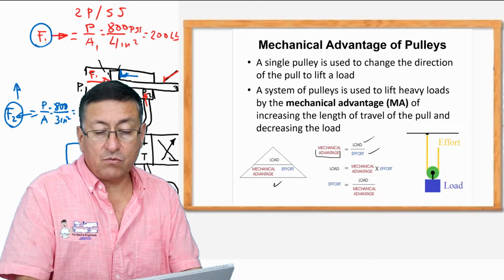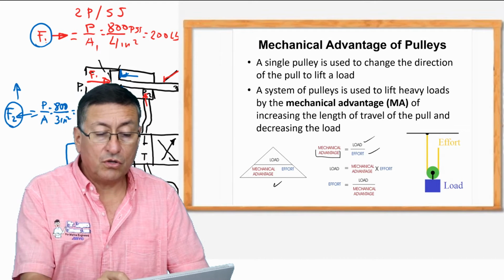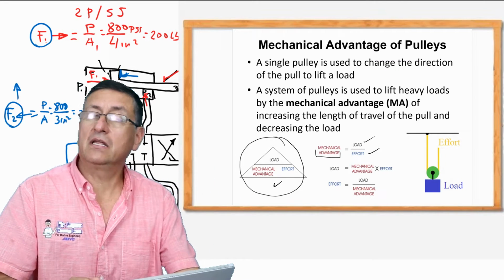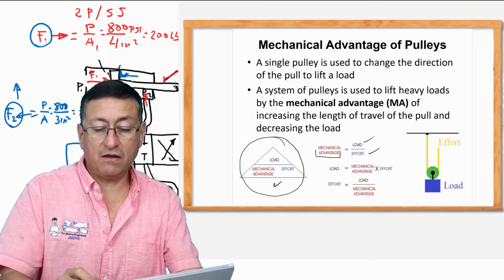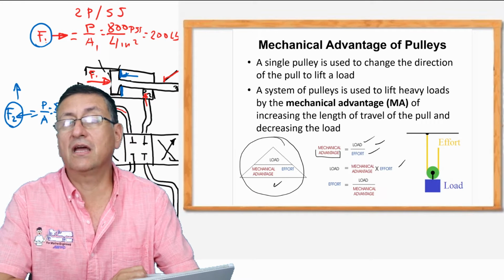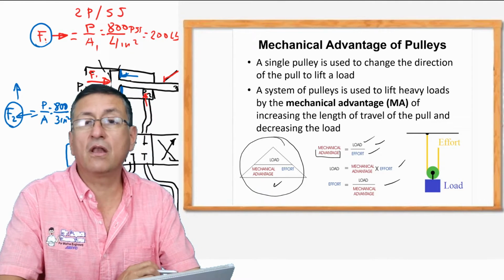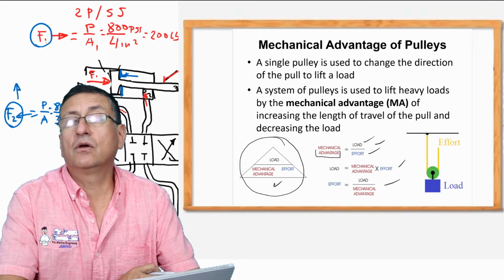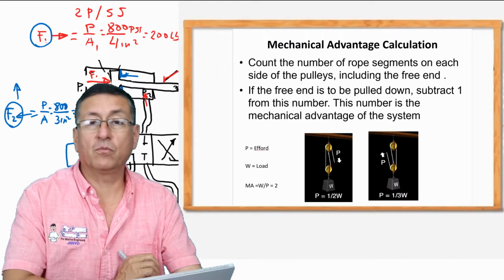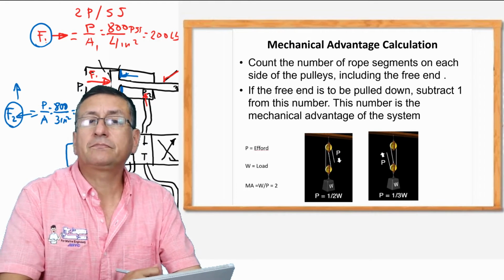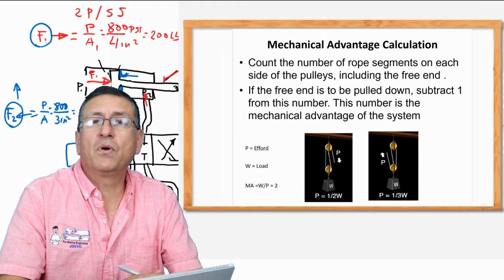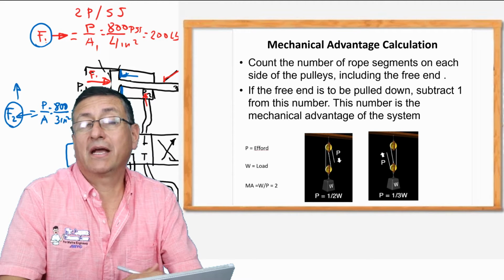Mechanical advantage is equal to the load divided by the effort. You can consider this triangle in order to calculate the mechanical advantage in function of the load and the effort, like the first one, or the load in function of the mechanical advantage and the effort, or the effort in function of the load divided by the mechanical advantage. Those are the typical formulas. Alright, mechanical advantage. What is the simple way to calculate the mechanical advantage?